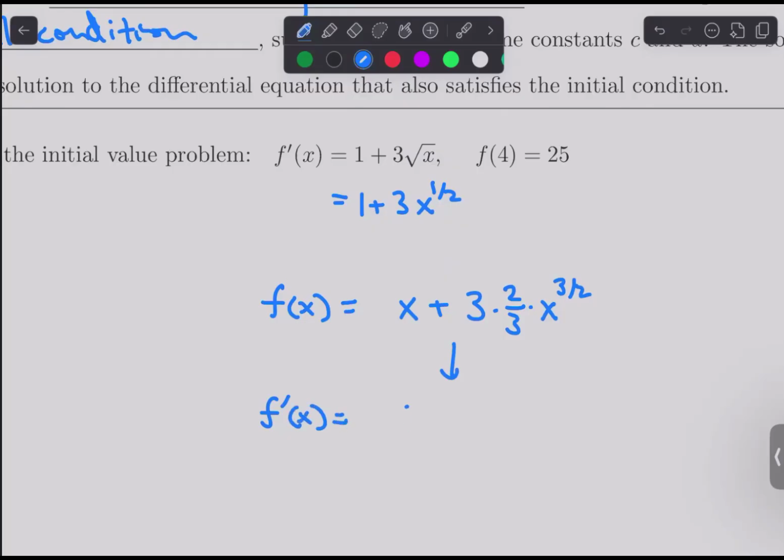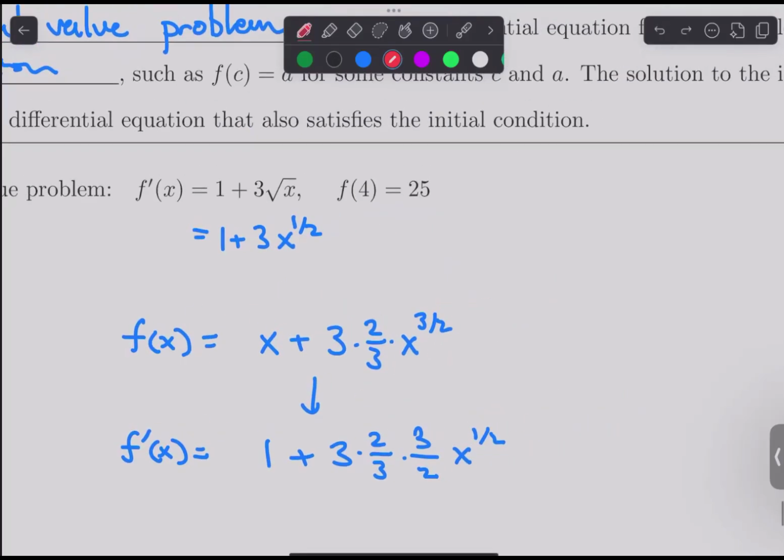So when I take the derivative of x, I get 1. And when I take the derivative here, we have a bunch of constants. Those are along for the ride. And then the derivative of x to the 3/2. Well, we'd have the 3/2 coming down, and then I'd reduce my power by 1. So notice that by having this reciprocal here of 3/2, these will nicely cancel out. And what I'll be left with is 3x to the 1/2. So that's exactly what I started with. So yes, this is a good looking antiderivative.